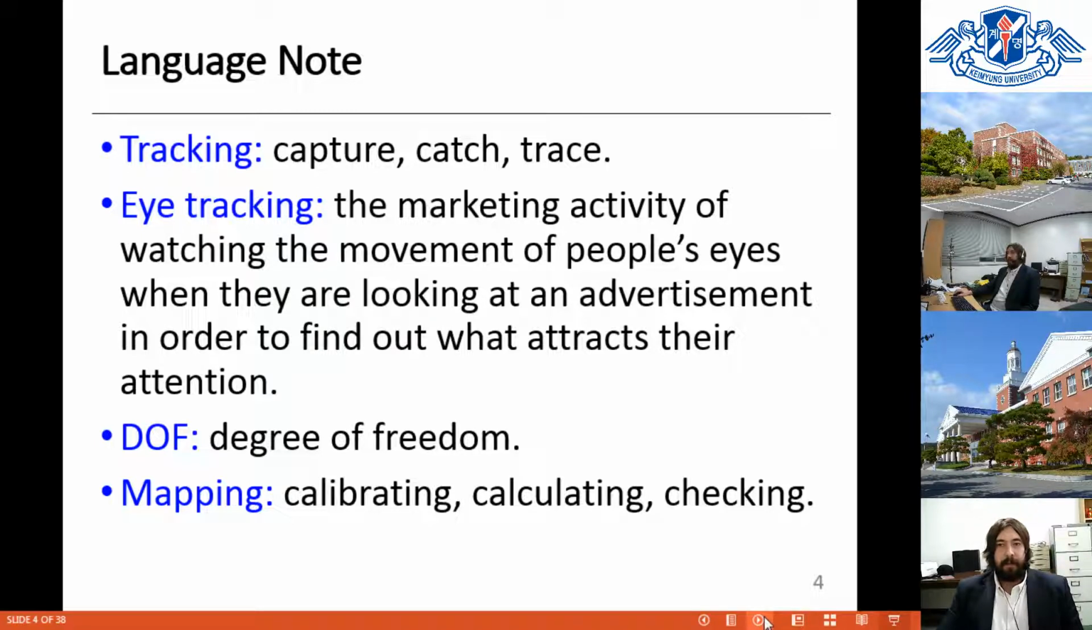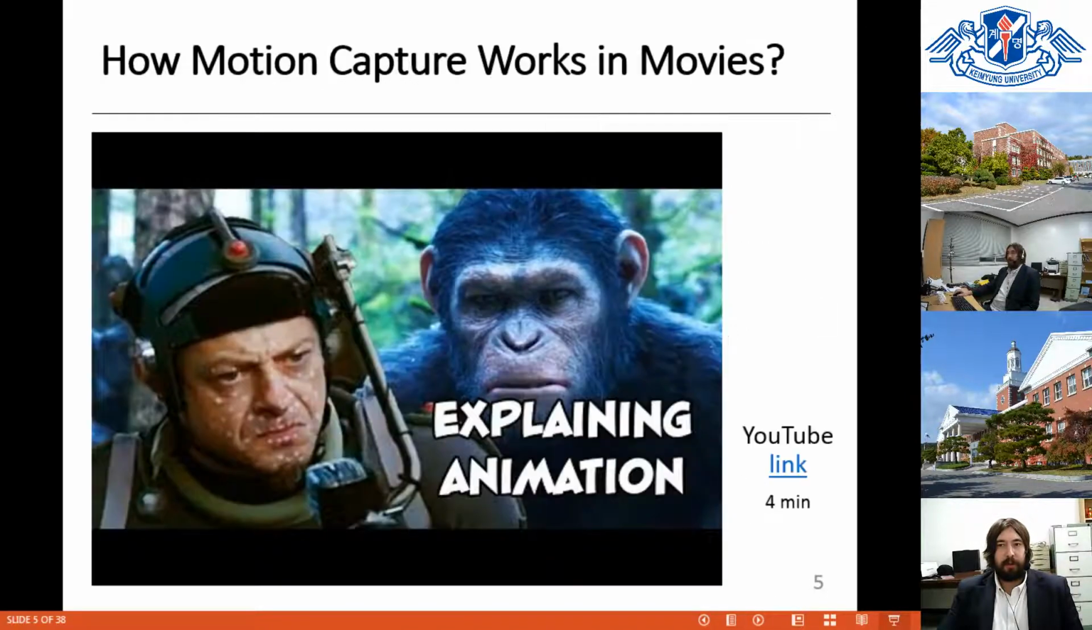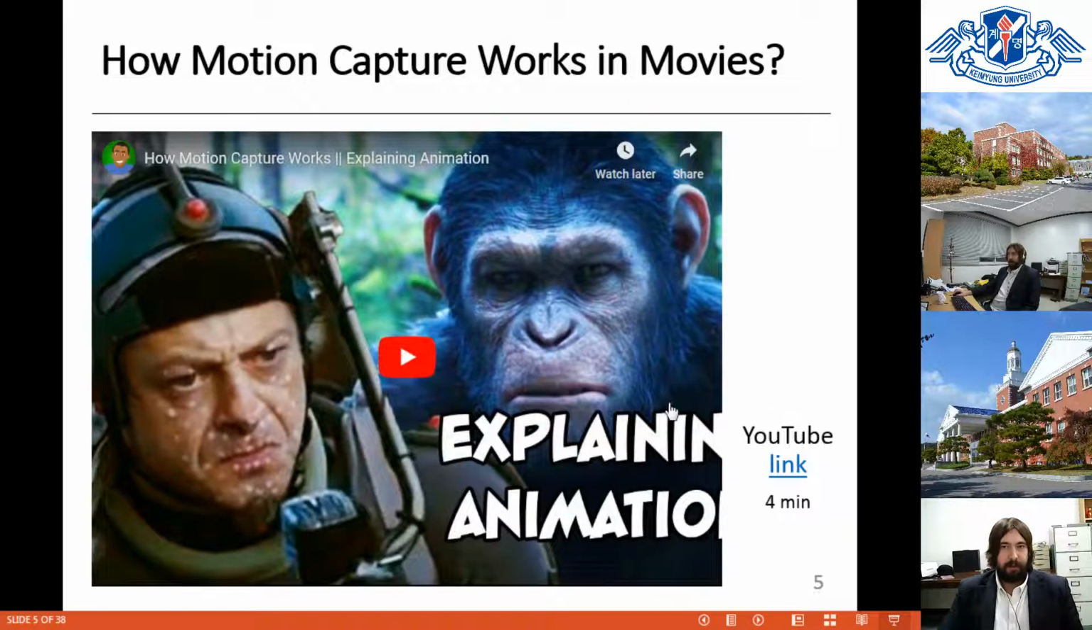So first of all, let's watch a short tutorial. This tutorial will explain how motion capture works in movies and animations.